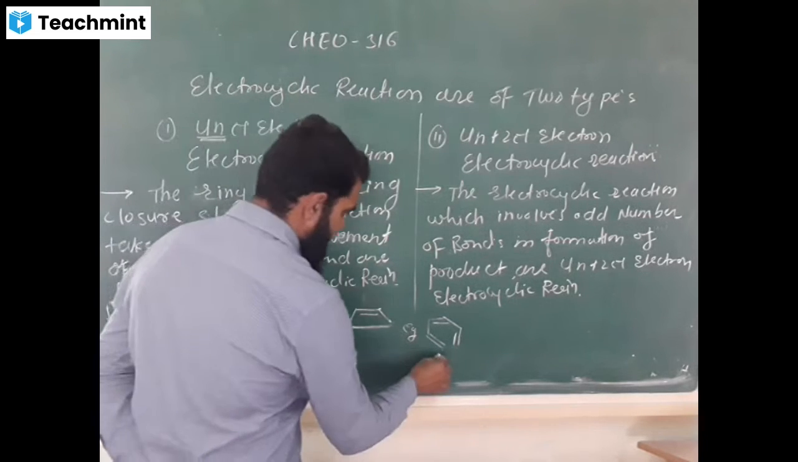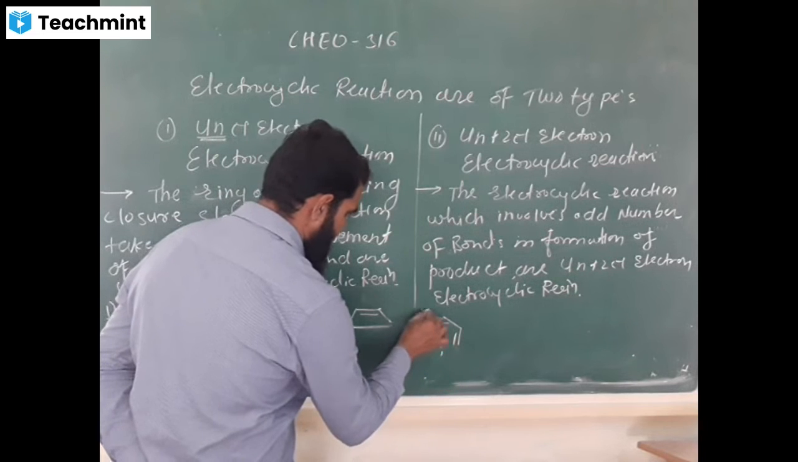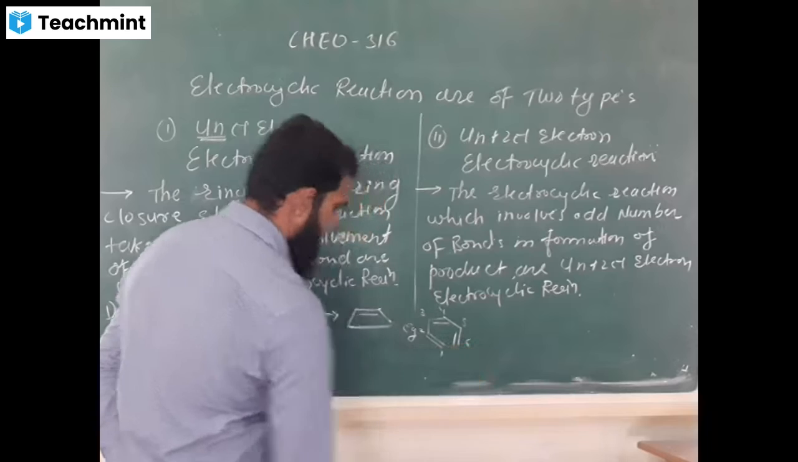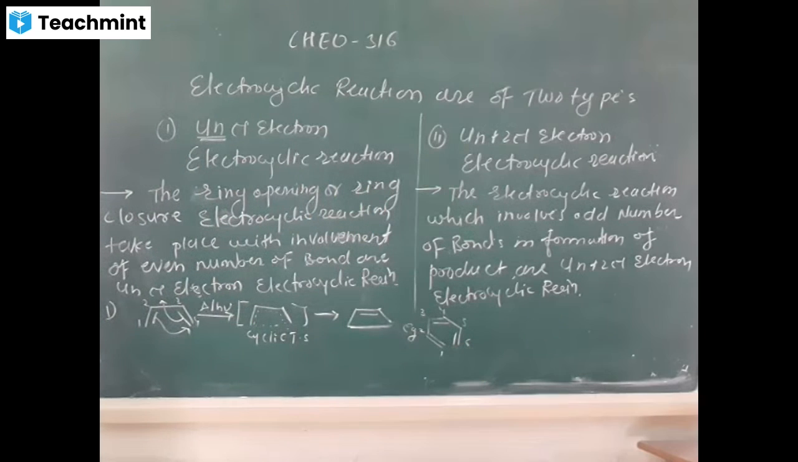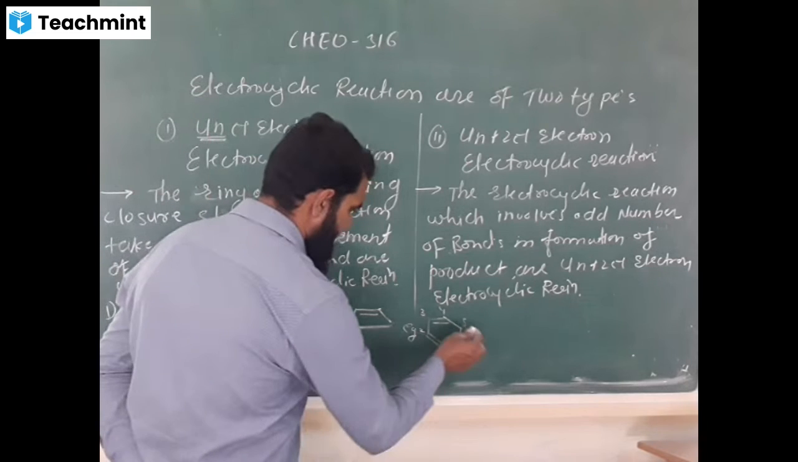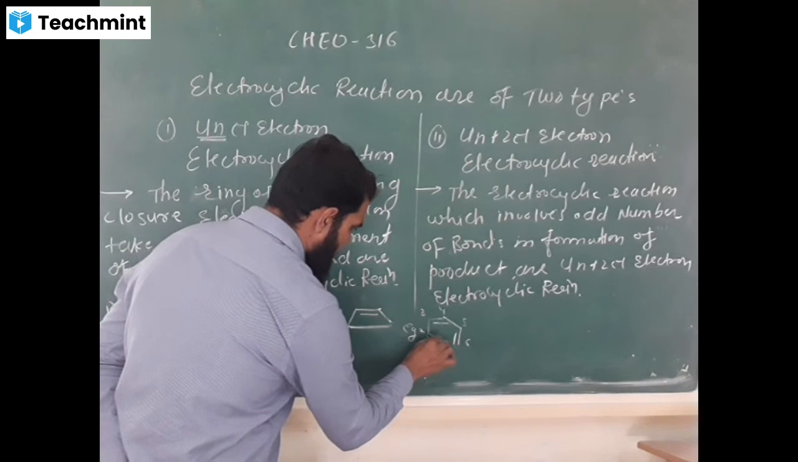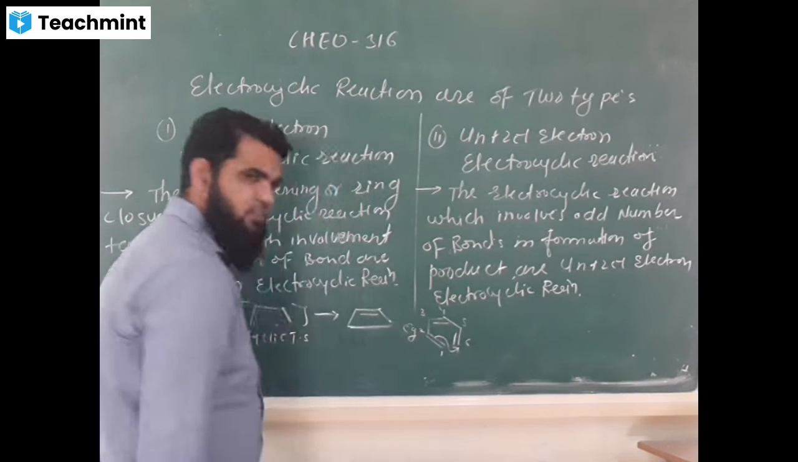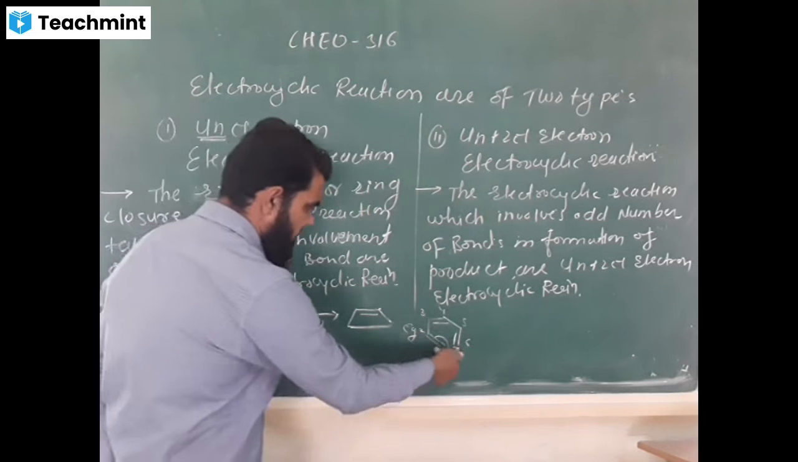If this is 1, this one is 2, this one is 3, 4, 5 and 6. We have given a number to each carbon. And why are we giving numbers? To identify whether electrons are involved or not during bond making or bond breaking. So this 1-2 pi bond will shift between 1 and 6, so it will get converted into a sigma bond.